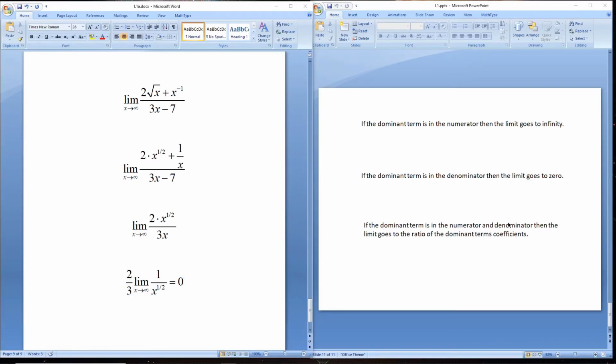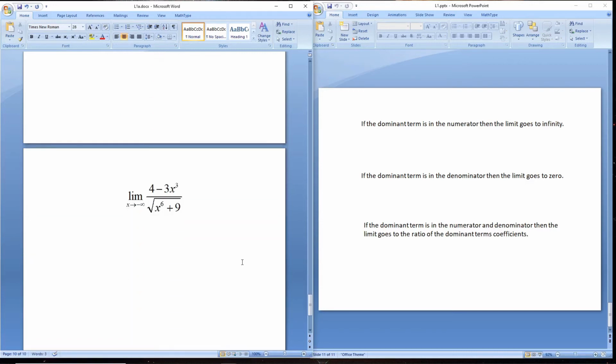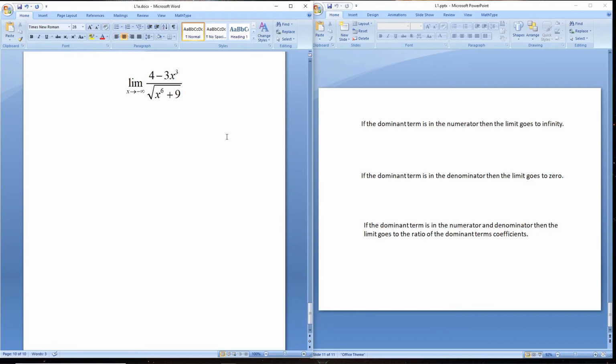And as a last one, I like this one because it's tricky. Got to pay attention to detail here. Because at first glance, you may see this x to the 6th down here and go, oh, the dominant term is in the denominator. And then you might go to your rules over here and say, oh, if the dominant term is in the denominator, then this limit goes to 0. And bang, you might be done and say, hey, that's 0, I'm good. But what I like about this one is the square root. Because the square root, you can't ignore.